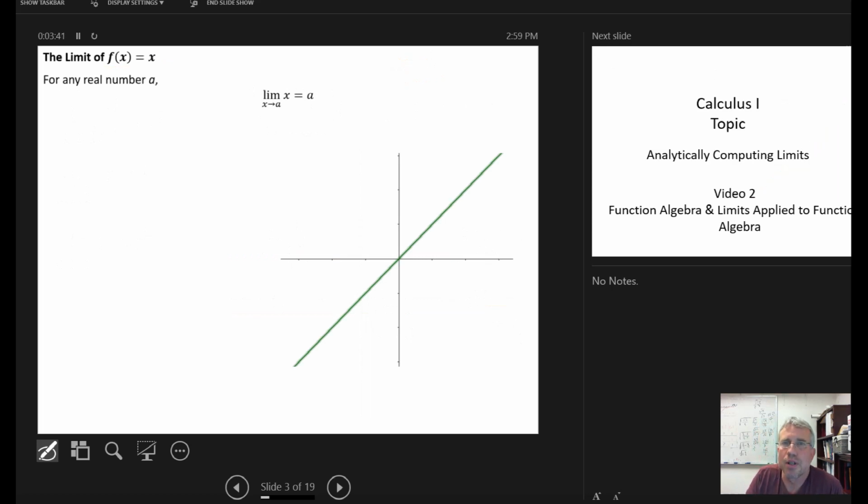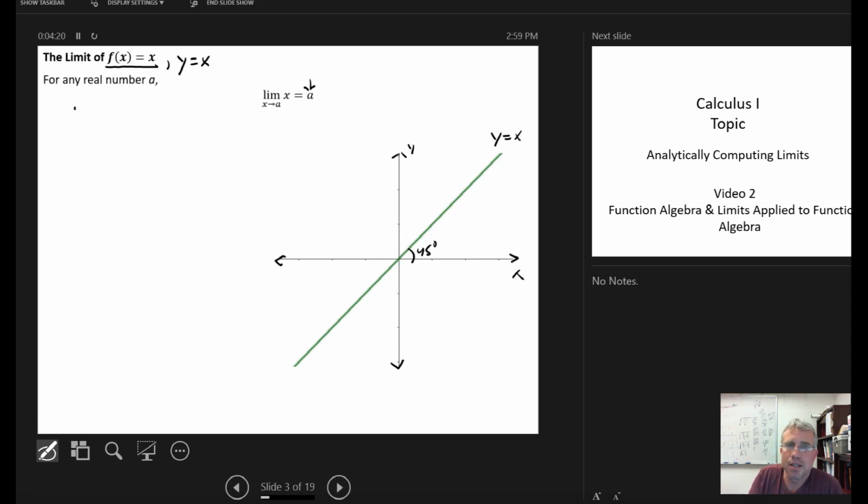The second simple limit considers the case where f of x equals x, or if you like to think about it this way, y equals x. And the function y equals x is just the line through the origin that makes a 45-degree angle with the positive x-axis. So this guy makes a 45-degree angle right here. Here's the line y equals x. And the claim is that the limit as x goes to a of x, the function x, that limit is always just going to be equal to a. So let's look at a concrete example.